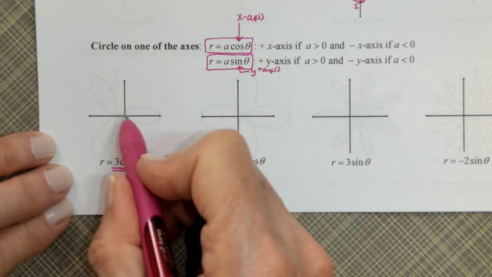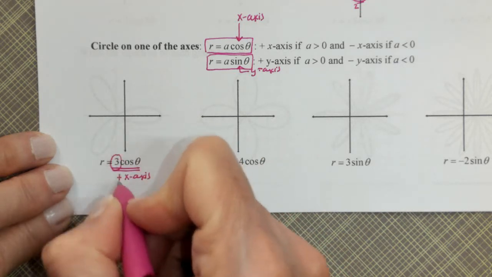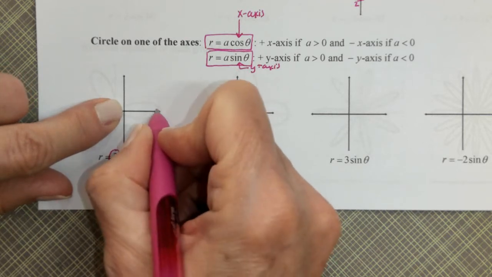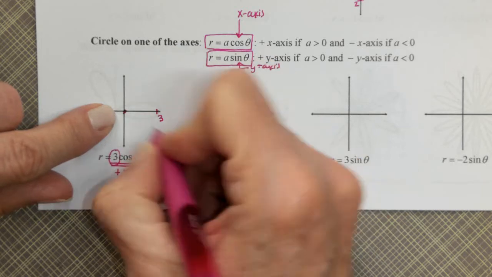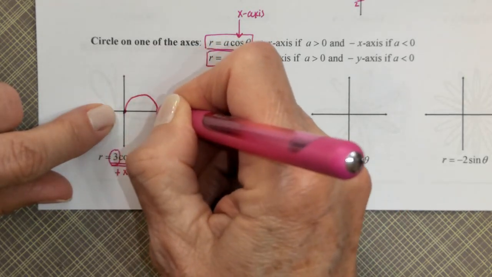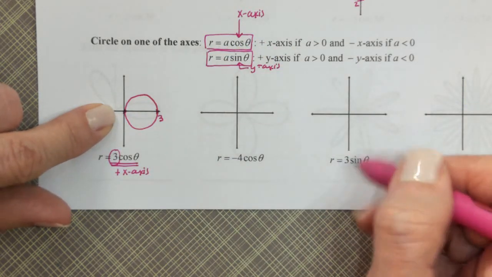Okay? So I know I'm over here on the positive x-axis, and I know that my diameter is 3. So from the origin out is 3 units. That's 3 units. It goes through the origin and it goes through that point there. So there's my circle. Okay?